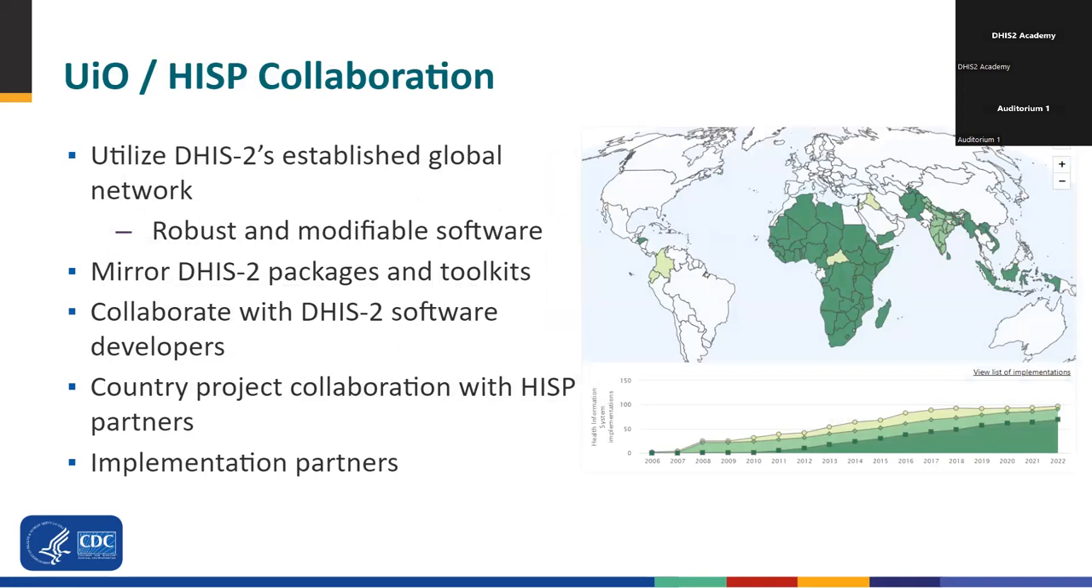And of course, why I'm here, we are collaborating with the University of Oslo and HISP organizations, utilizing their established global network. You can see on this map, of course, and their robust and modifiable software that will be needed to work in this One Health space that is complicated. And we are mirroring packages and toolkits that have already been created and published and made available on DHIS2's webpage. And we are, of course, collaborating with their developers to create this software that can be modifiable for countries to use for their One Health surveillance. And we will be implementing these with them moving forward with country projects.